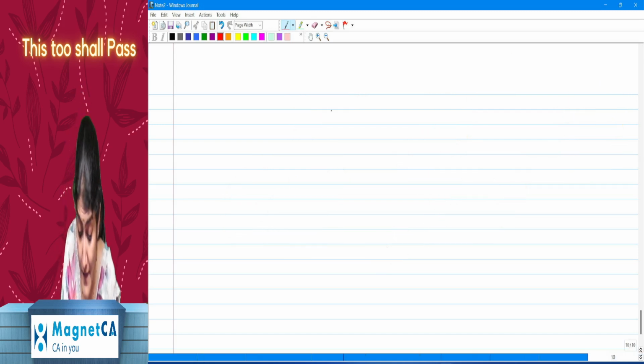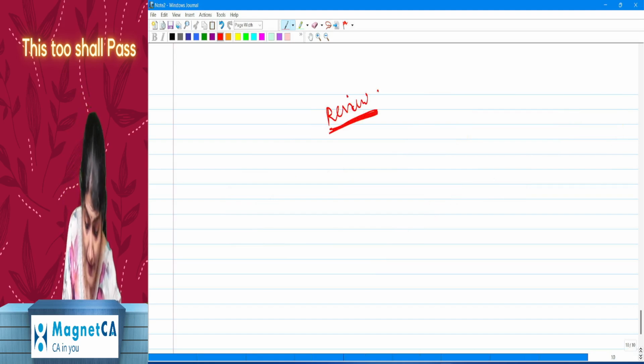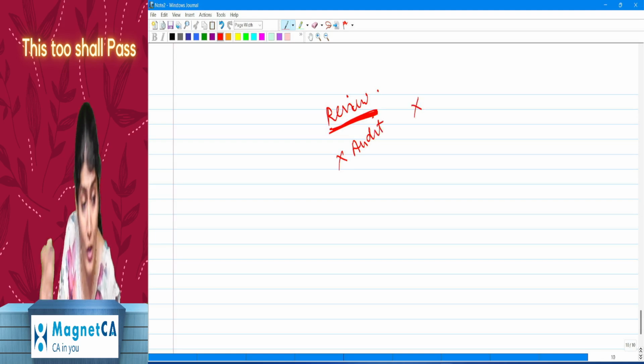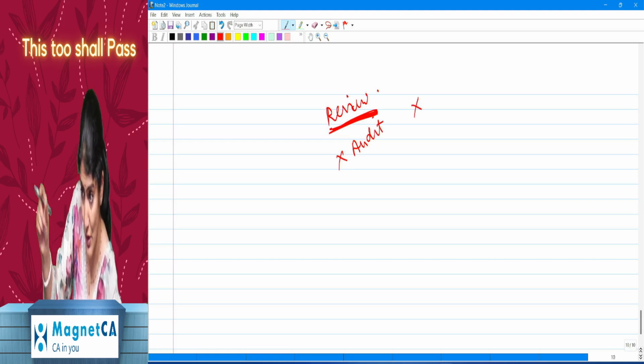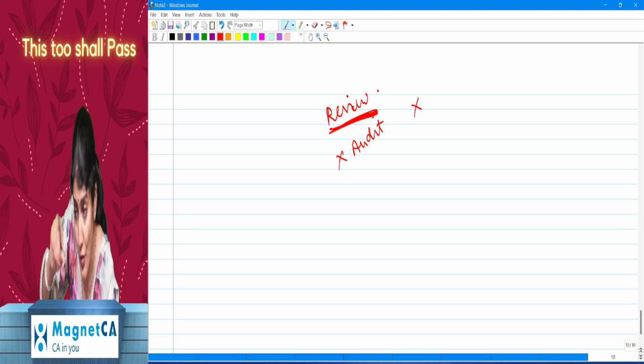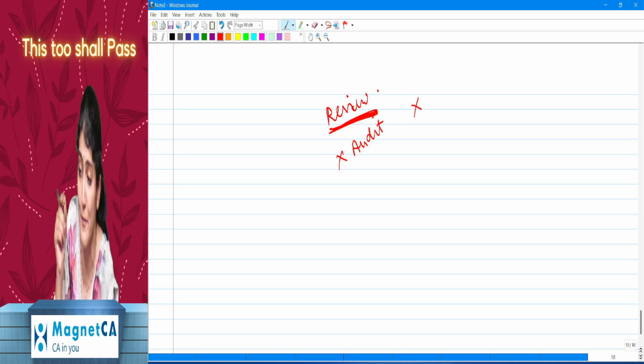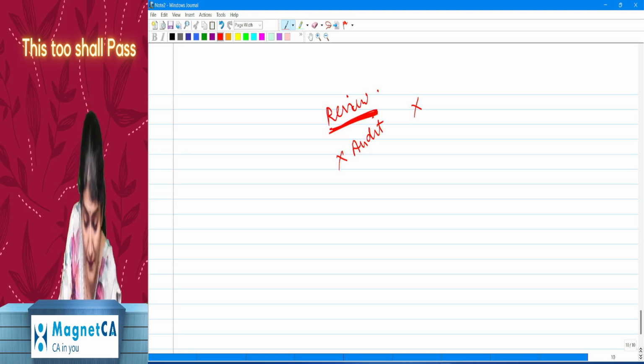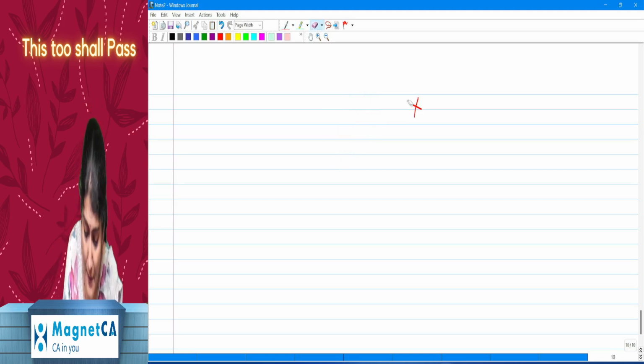And obviously in my review report, what is one important sentence which I will write? Audit is not being performed, audit opinion is not being expressed. It is a review which is being done, and you have to specifically mention that it is a review which is being conducted.